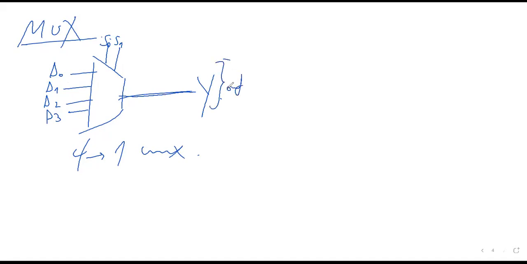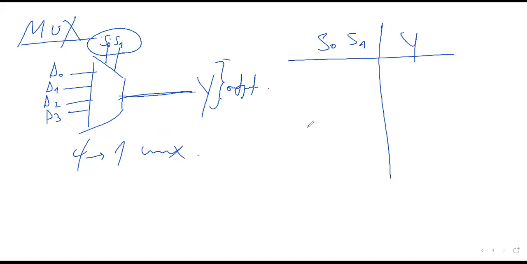This is your output. How can we construct the truth table for that? The truth table depends on these selectors here. So we have 2 selectors. This becomes your input, and you have your output Y. Since I have 4 inputs, I have 4 possible selector combinations, 0 0, 0 1, 1 0, 1 1. When my selectors are 0 0, my output is D0. When my selectors are 0 1, D1, then D2, D3.